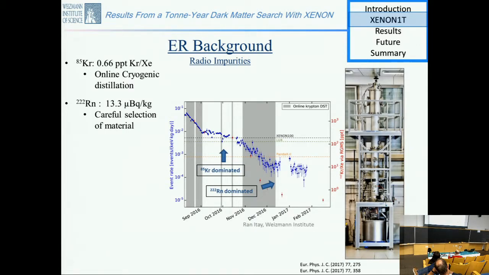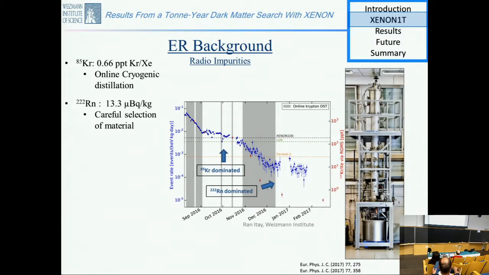So the backgrounds. As I said, it's not only better fiducializing, we are actually removing backgrounds from the system. The water tank is one way to do that. We don't get any radiation from outside. The second step was reducing the krypton level. So we reduced the natural krypton to xenon ratio to 0.66 particles per trillion. And this is done using this online distillation column.